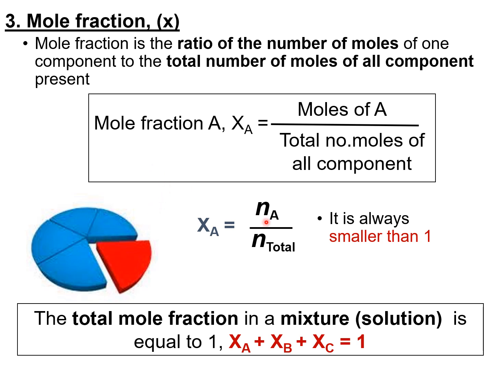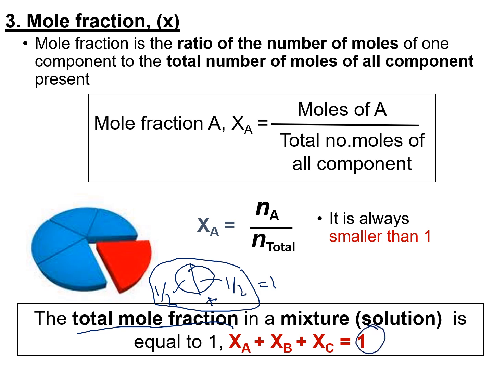And mole fraction, usually it is always smaller than 1. Alright. Sebab the total mole fraction in a mixture is equals to 1. Sebab kalau you buat pecahan, you campur. Contohnya if let's say you ada dua pecahan. You pecahkan ni 1/2, ni 1/2. Tetapi kalau you kirakan keseluruhan 1/2 campur 1/2 dapat 1. Sebab itulah total mole fraction in a mixture will always equals to 1.